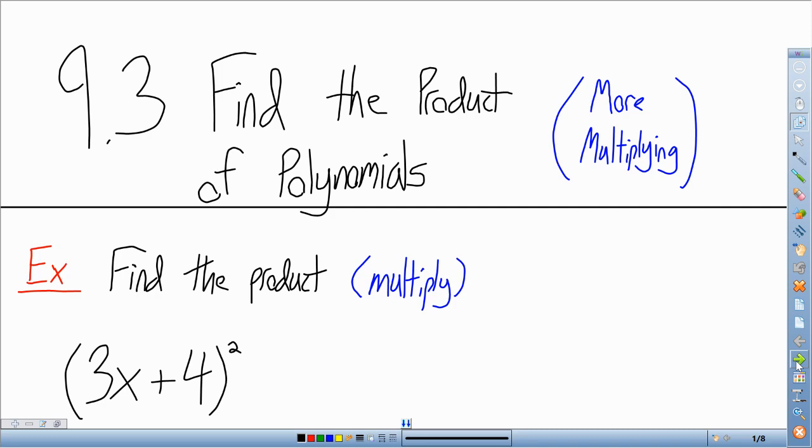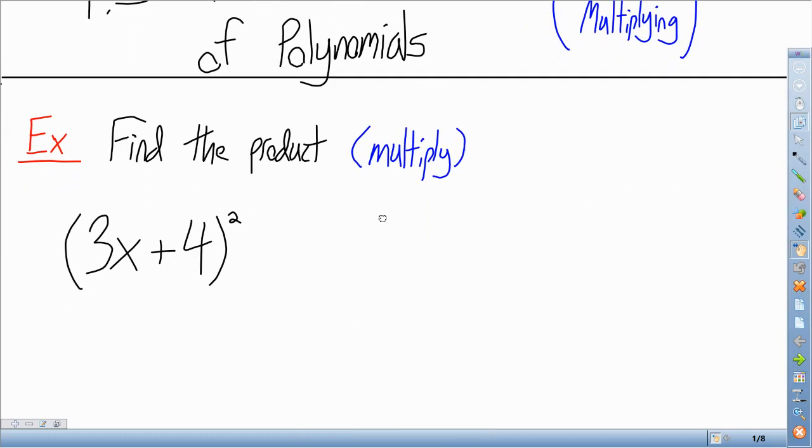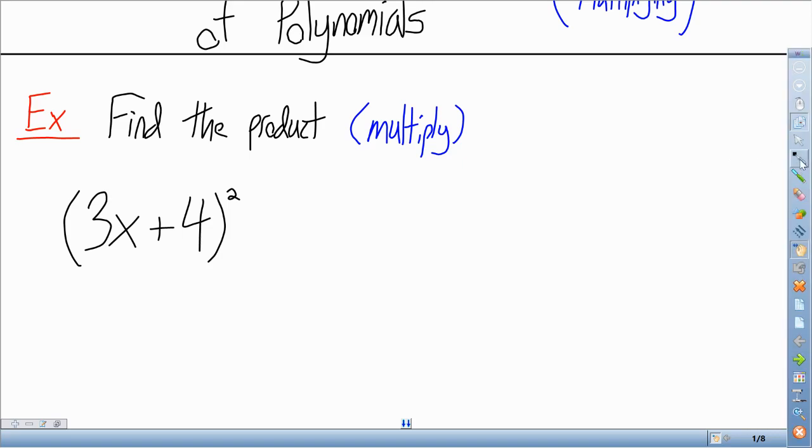Okay, so a big part of today is that the multiplication we're going to be doing is going to be presented to us just slightly different than it was in the last lesson. If you take a look at this first example, they're asking us to find the product. Remember, product just means multiplying. What we have here is a binomial being squared. So the question is how do we go about multiplying this? Well, the first thing I want to point out is you might be tempted to distribute the 2 into the parentheses, but we cannot do that because of this addition symbol.